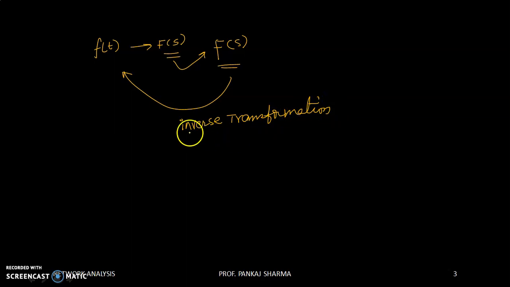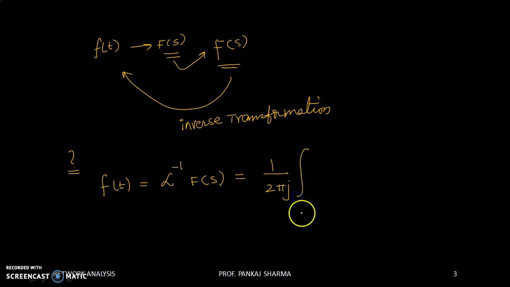How is it done mathematically? The formula is f(t) equal to L inverse of F(s), that is, 1 by 2 pi j times the integral from sigma minus j infinity to sigma plus j infinity of the frequency domain function F(s) times e raised to the power st ds.